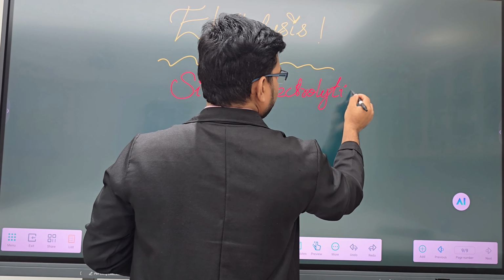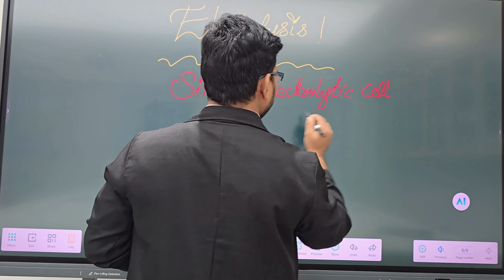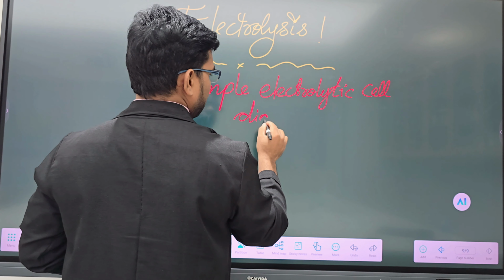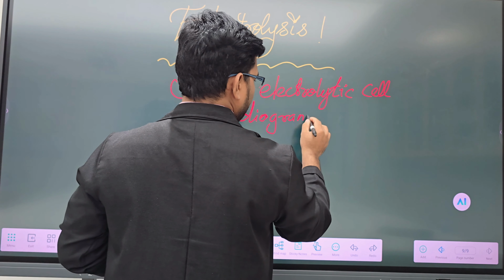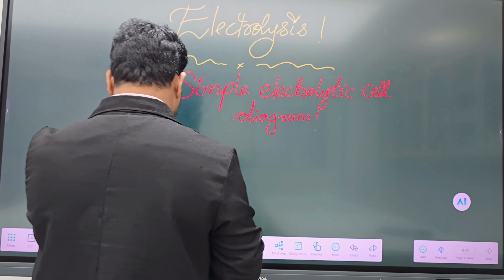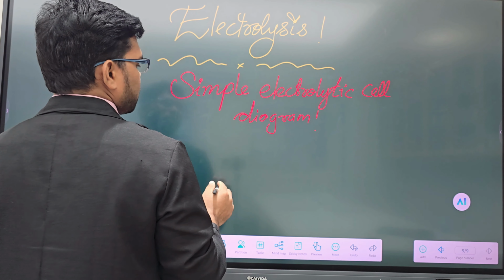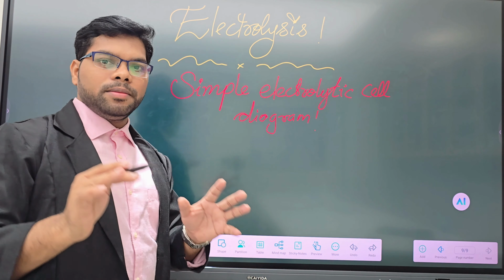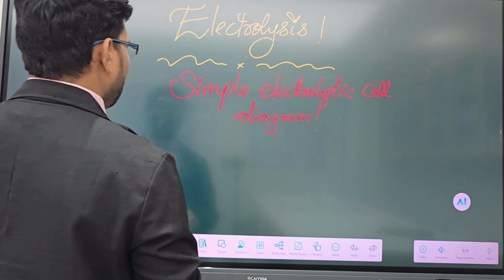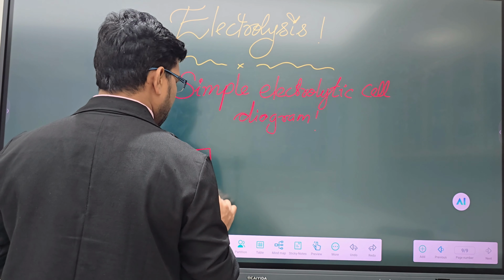Electrolytic cell diagram. Alright, so you have to draw the simple electrolytic cell diagram. So this is what the cell diagram looks like.